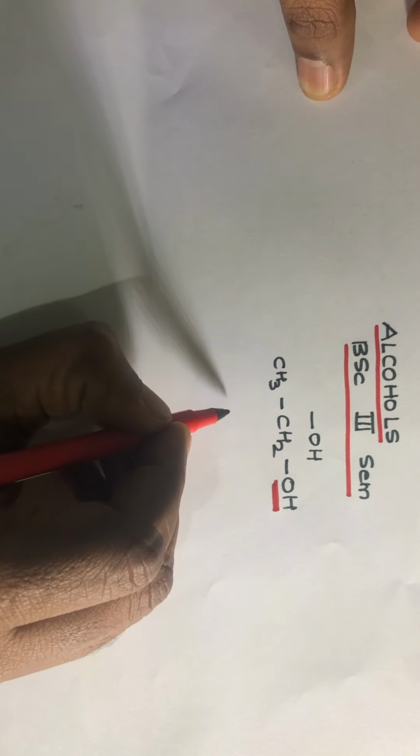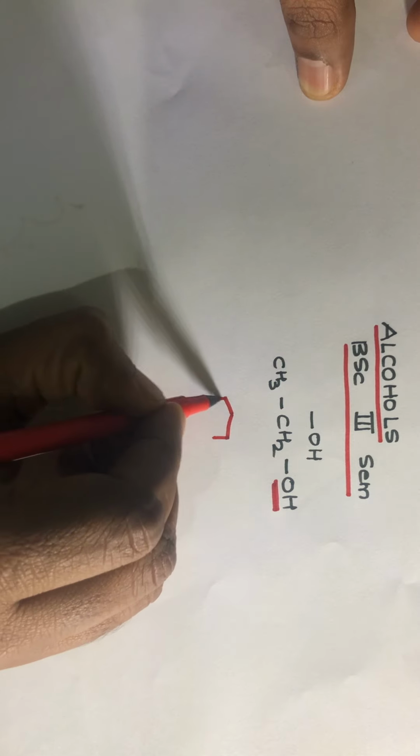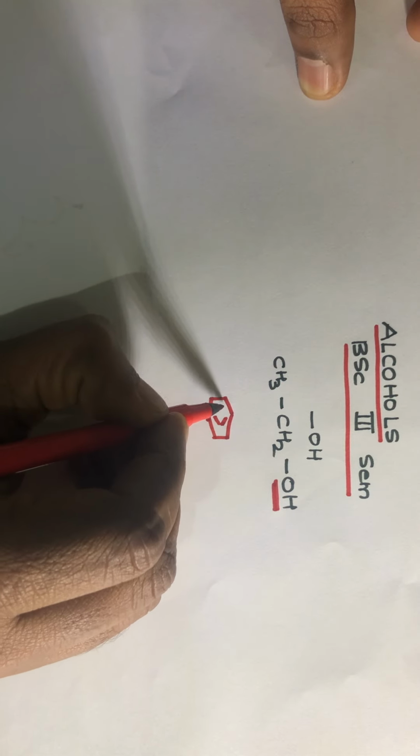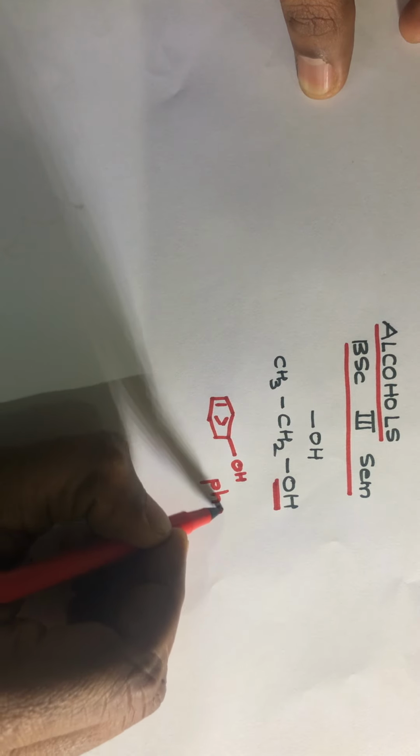Look at this molecule. This contains a hydroxy group. This is an alcohol. Consider this molecule. This is a phenol. See, alcohols also contain an OH group. Phenols also contain an OH group. But in alcohols, the OH group is attached to an aliphatic carbon atom, whereas in phenol, the OH group is attached to an aromatic ring.